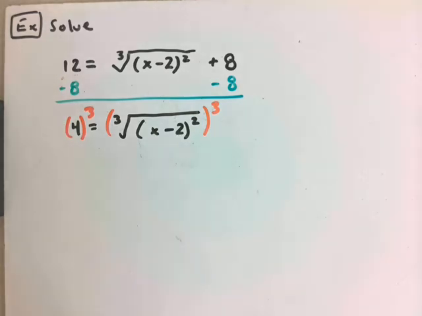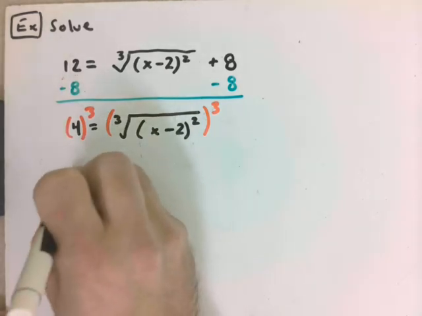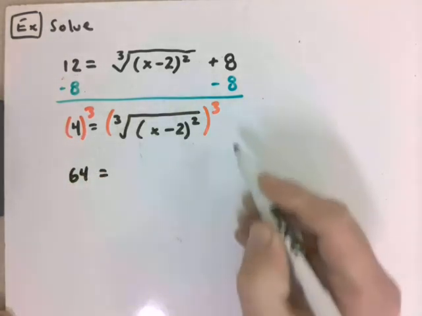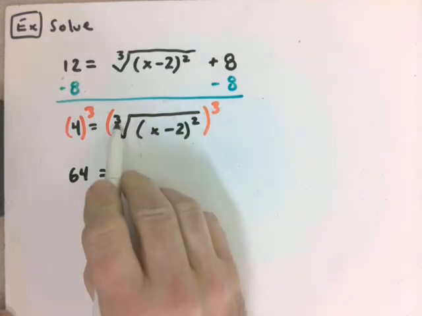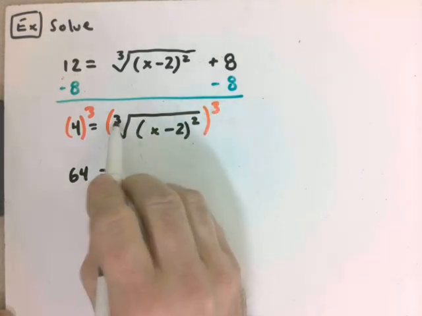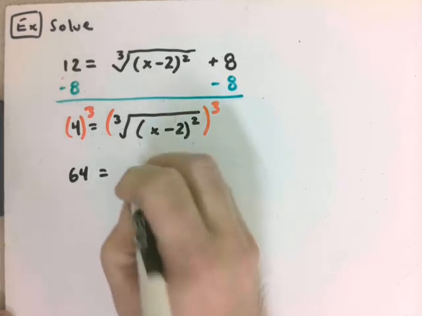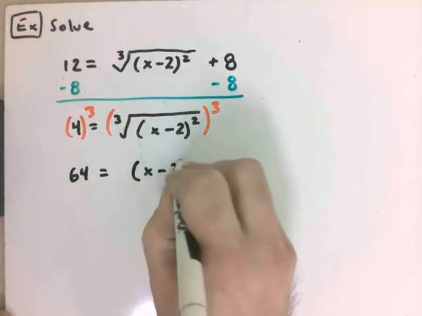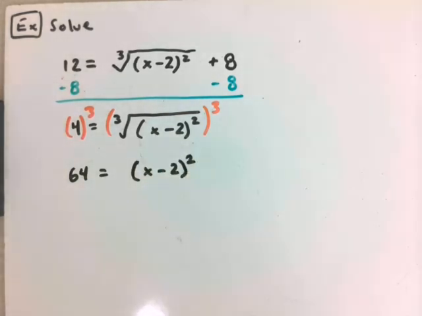Over on the left, we have 4 to the third power. 4 to the third power is 64. And on the right, the cube root and the cube, those would just cancel each other out, so we would just get what is inside the radical, which is an x minus 2 in parentheses squared.